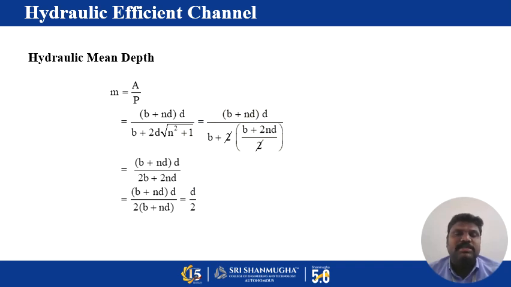I'm equating all these things. I get the hydraulic mean depth is d by 2. So if the hydraulic mean depth is d by 2, the section will give the maximum discharge. So that section of hydraulic efficient channel for trapezoidal section is m is equal to d by 2.